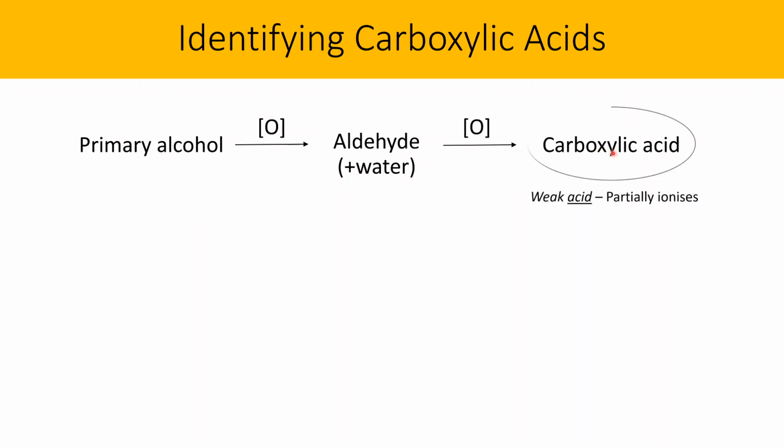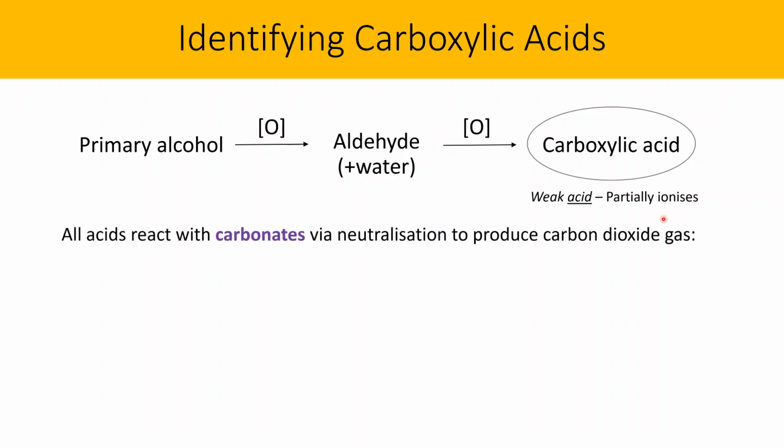Okay. Now, the important thing to remember about carboxylic acids is that they are weak acids because they partially ionize, which means that they release H plus ions into solution. And any acid will undergo a neutralization reaction with a carbonate. Okay, so if we react an acid with a carbonate, it's going to start producing this carbon dioxide gas as well as water and a soluble salt.